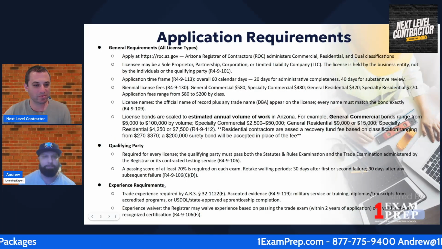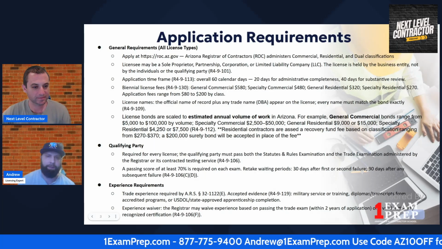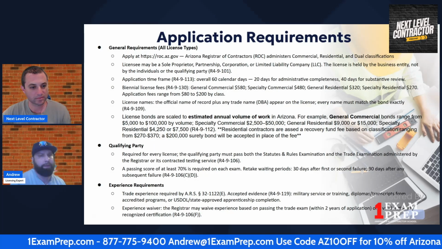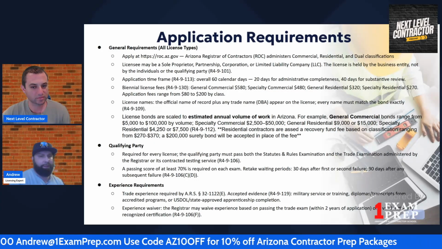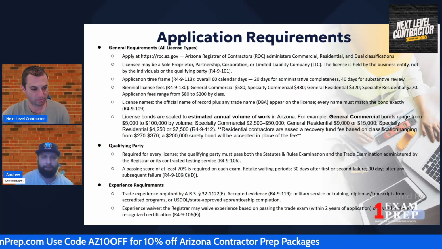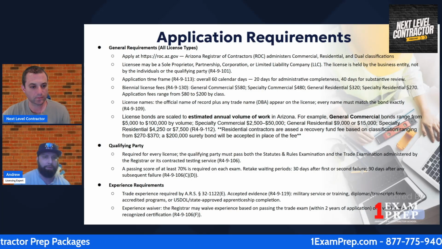All right. So the application process, walk us through the general requirements. So the application is done online. The license is attached to the business. You're the qualifying party, but it's the business that's licensed. So it's a little bit different than some other places, where you're not going to be licensed as an individual, right?